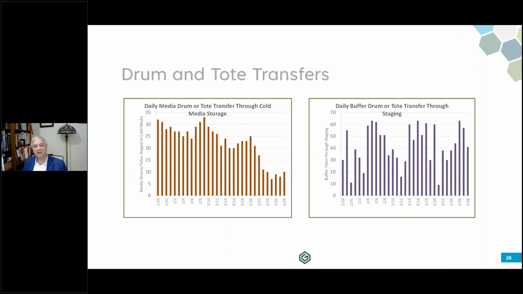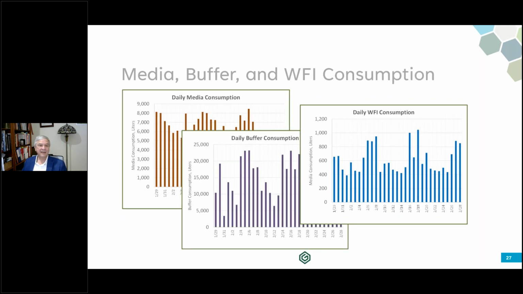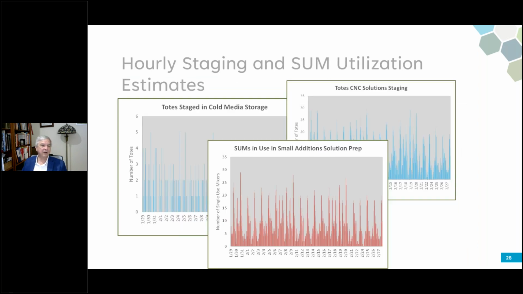It also is counting the various tote positions, as I showed. And this is daily transfers from one to another. And consumptions, it was adding up in the recipes. Here's water that's used, here's buffer, here's media at each of the steps in the recipes, and it adds those up on a daily basis. But it can also add up on an hourly basis. So here, hourly, we can see there's quite a lot of variation.